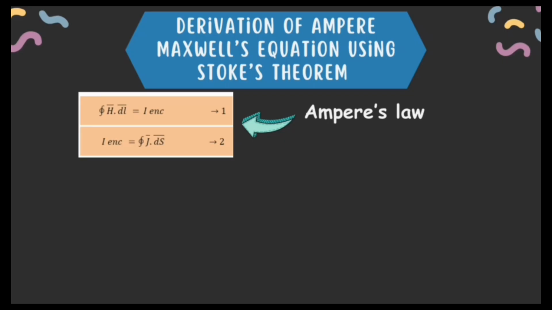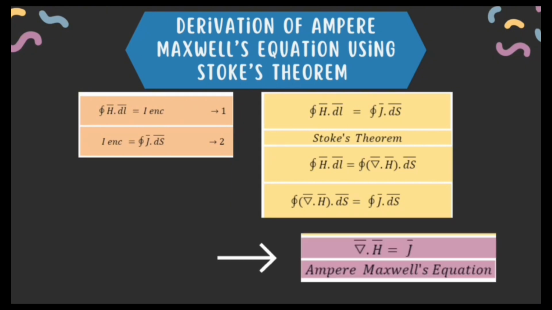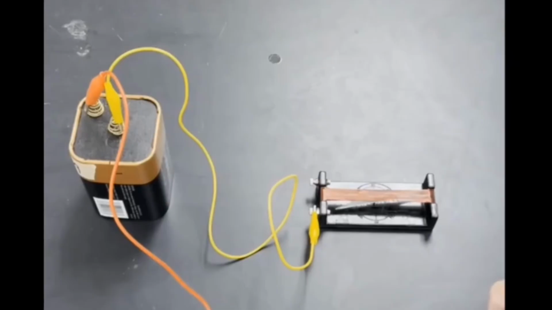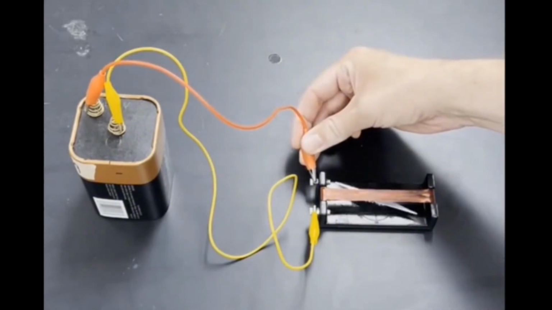From the equation of Ampere's law, we substitute and use Stokes' theorem, then we get the Ampere-Maxwell equation. From this, we can say that a changing electric field produces a magnetic field.